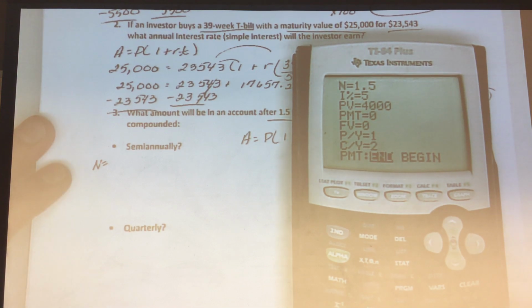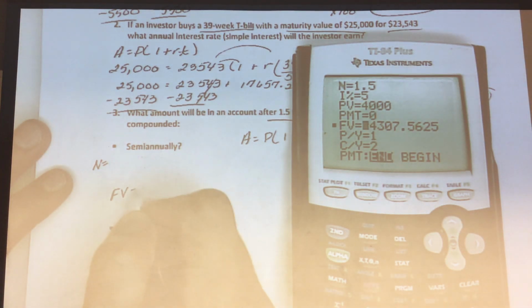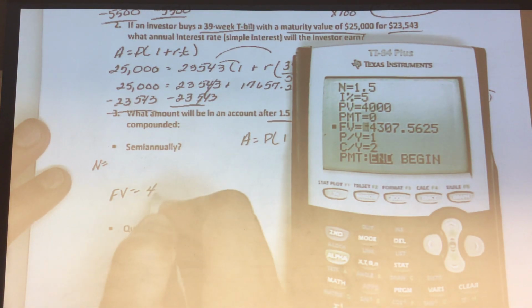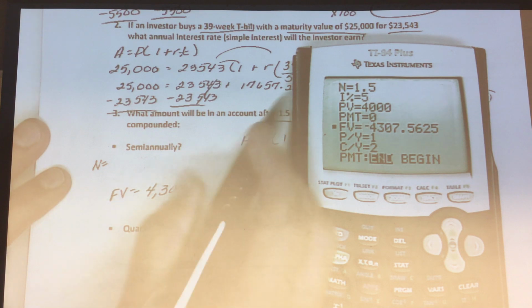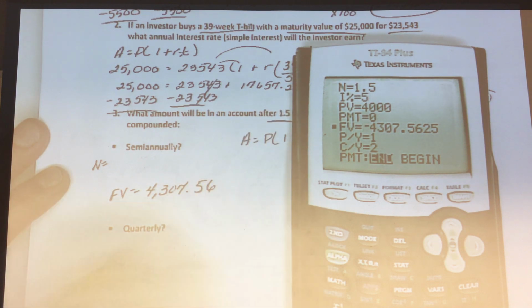So here are all our numbers. Now we're trying to solve for the future value, and we press alpha enter. And the future value here is $4,307.56.